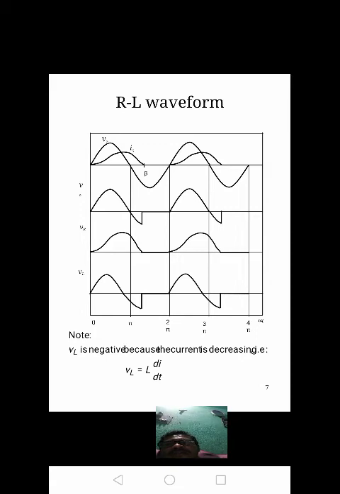Why? Because of the inductive nature, inductance can store energy in the form of a magnetic field. It will discharge over a certain amount of time. The time is beta here.